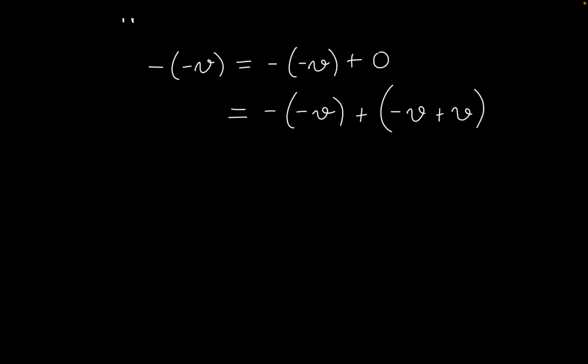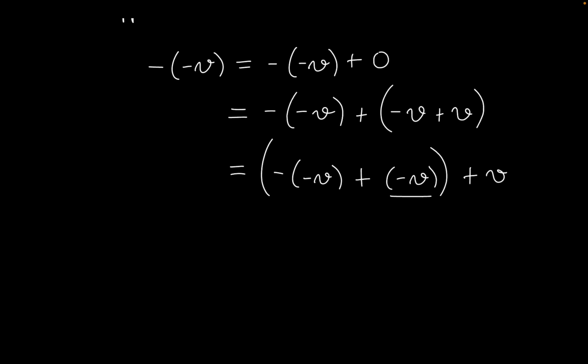So that works. So now we have negative of negative V plus the quantity negative V plus V is equal to the left hand side that we already had. Now let's use another property of a vector space. We know that addition is associative. So we're going to rewrite this as negative of negative V plus negative V, plus V.